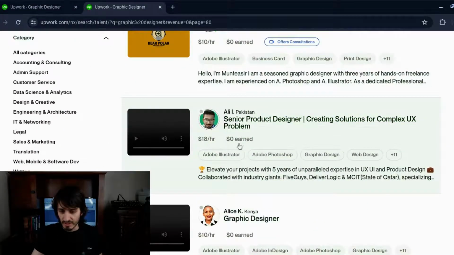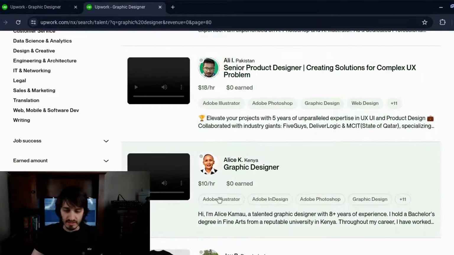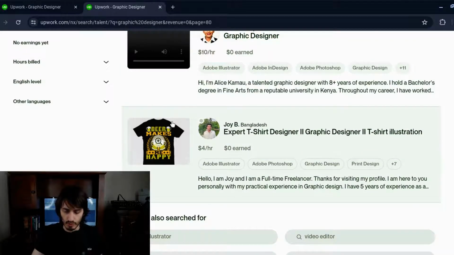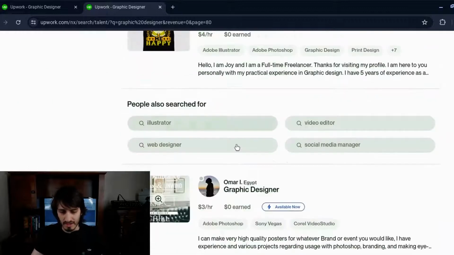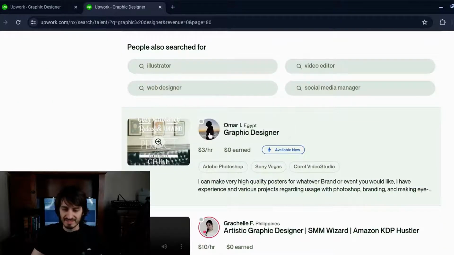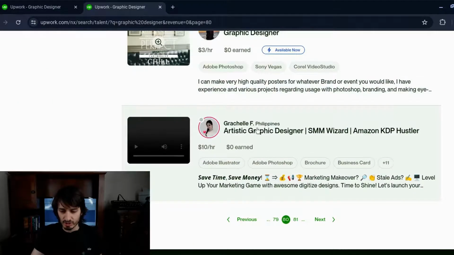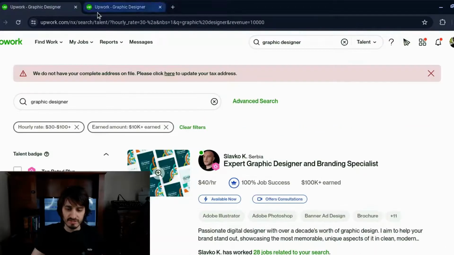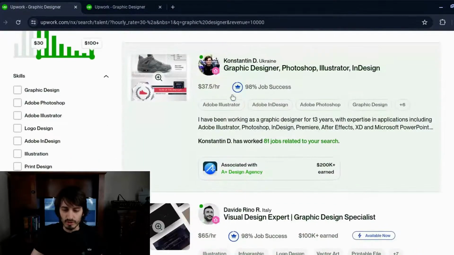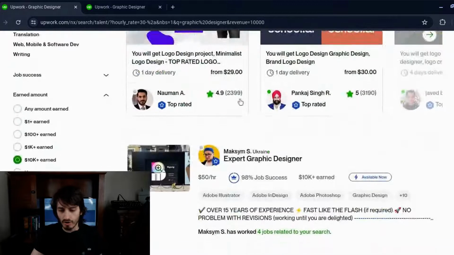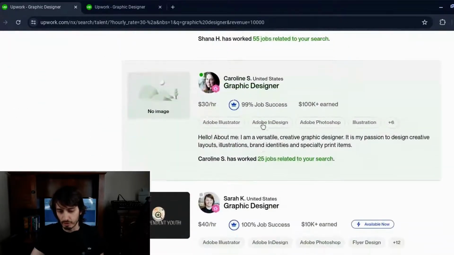This guy, Ali, his profile picture sort of looks bad. Alice here, the lighting is weird. Joy, it doesn't look that professional, but it's okay. Omar, I can't see him, even though it's a good looking picture. If we look at the graphic designers who are successful, we're going to see that there's hardly any of them who don't have a good profile picture.